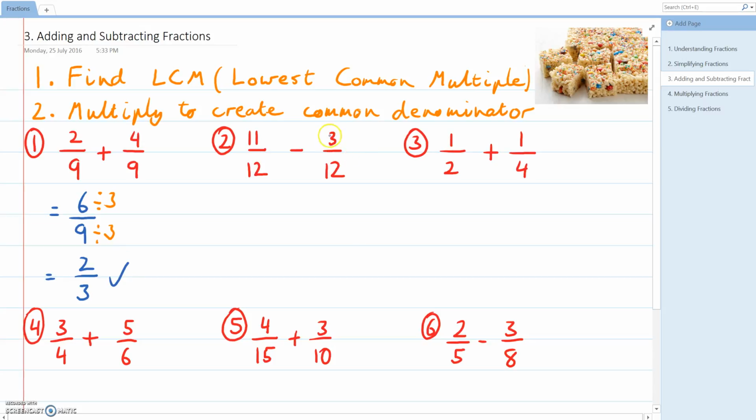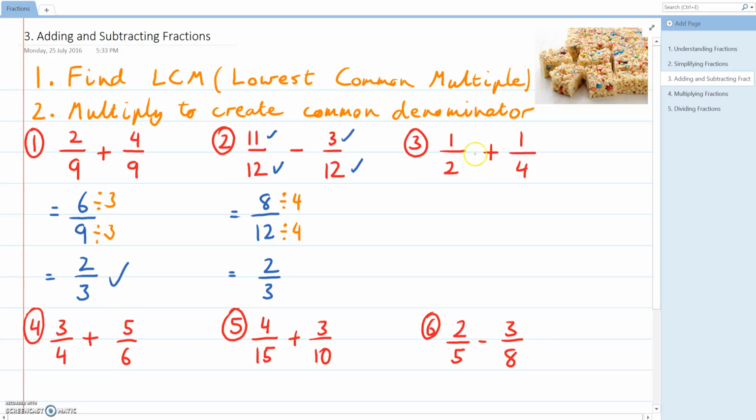11 over 12 minus 3 over 12. Again, we've got common denominators already, so we can just subtract 3 from 11, which gives us 8. Our denominator doesn't change, so 8 over 12. And again, we've got a common factor that goes into 8 and 12, which is 4. And 4 goes into 8 2 times, and into 12 3 times. I'll grab these questions from the textbook, and they're looking very similar.